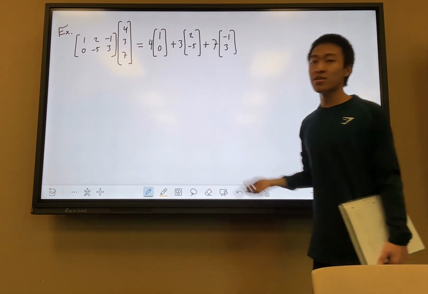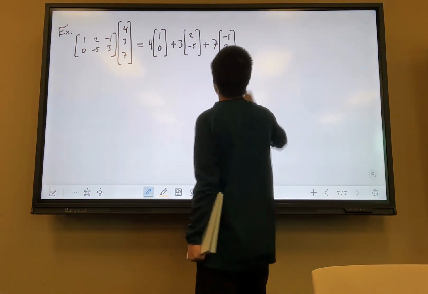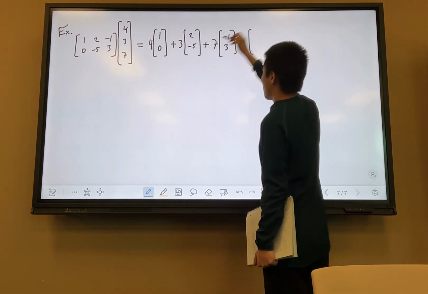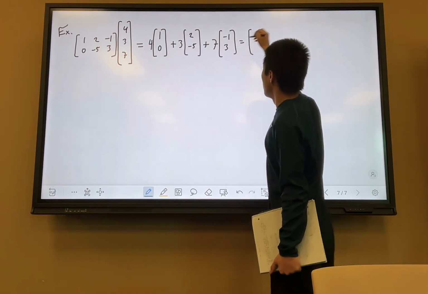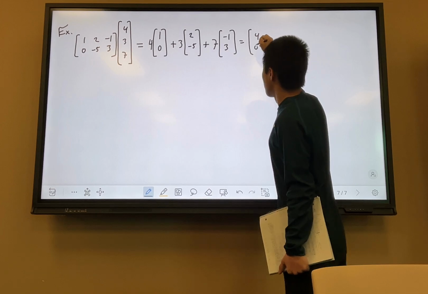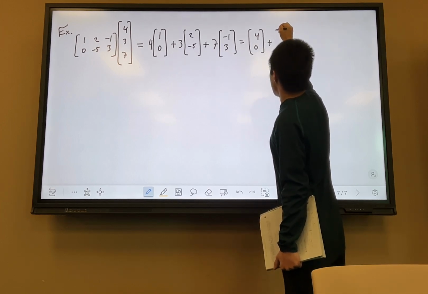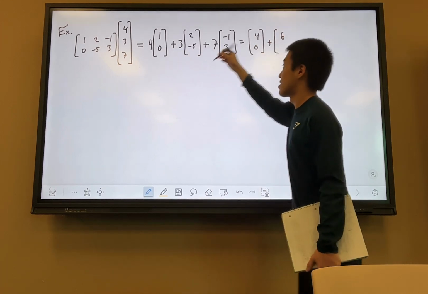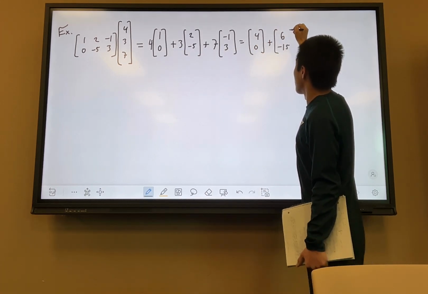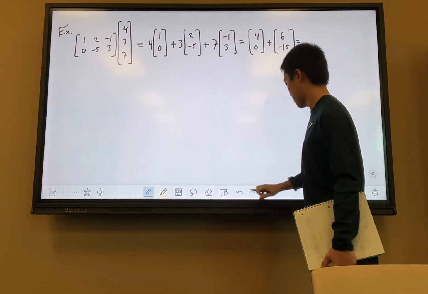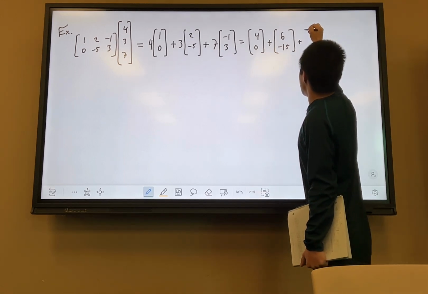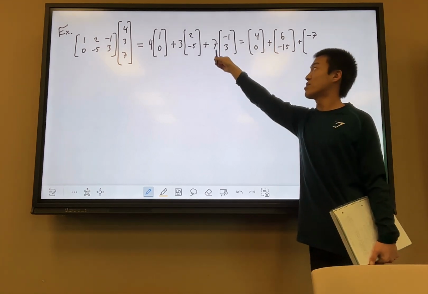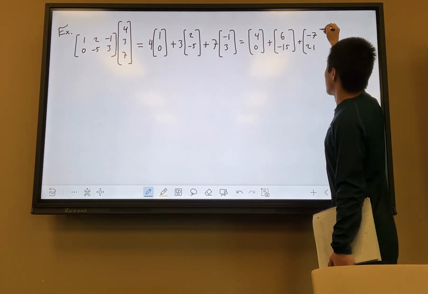Okay. Now, this is written in a way that we know how to handle. We can scale these vectors up. 4 times 1 is 4, and 4 times 0 is 0. Plus 3 times 2 is 6. 3 times minus 5 is minus 15. 7 times minus 1 is minus 7, and 7 times 3 is 21.